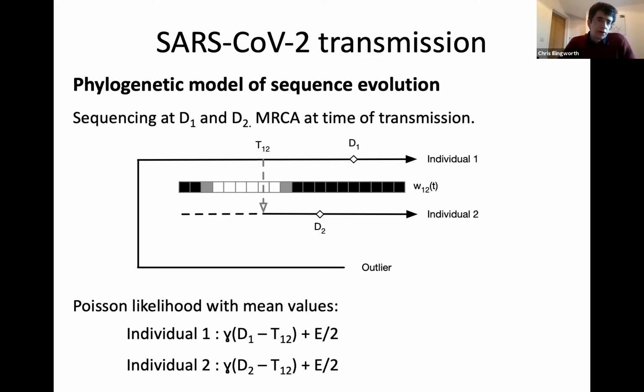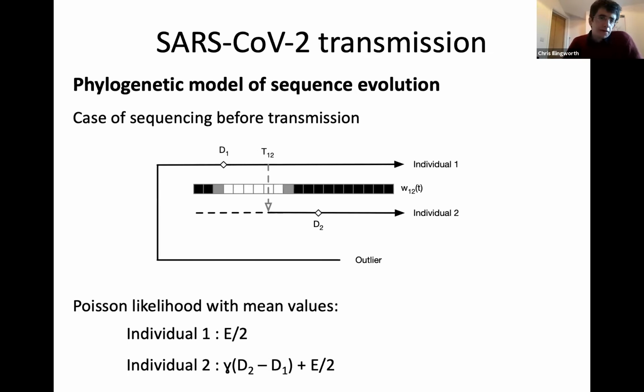So we've already shown that this error term means that we can be a bit looser about the number of SNPs. But there's another case to this, which is what happens if the first individual is sampled before the time of transmission. So here we don't really have a most recent common ancestor. If we look at individual 2, that's quite simple, because we can say that the virus has evolved in the time between D1 and D2. So the evolution passes through the transmission event and on. So we've got the same likelihood again: D2 minus D1 times gamma plus this error term.